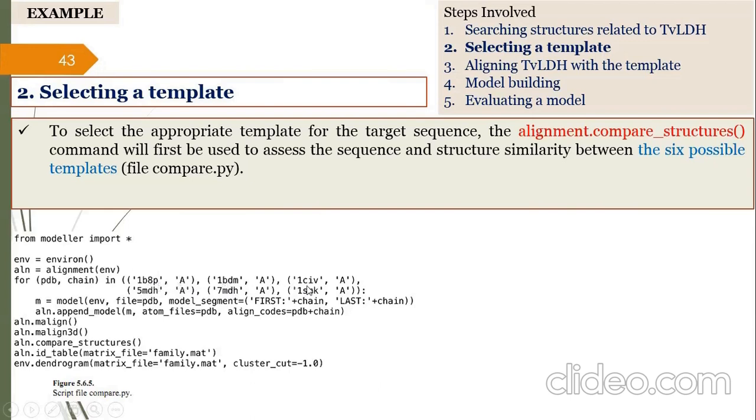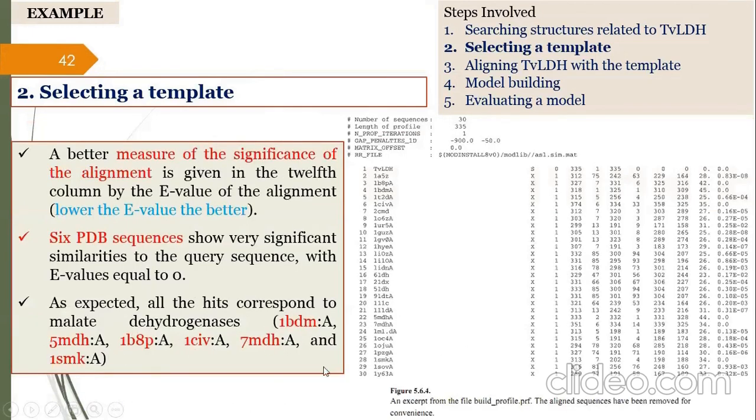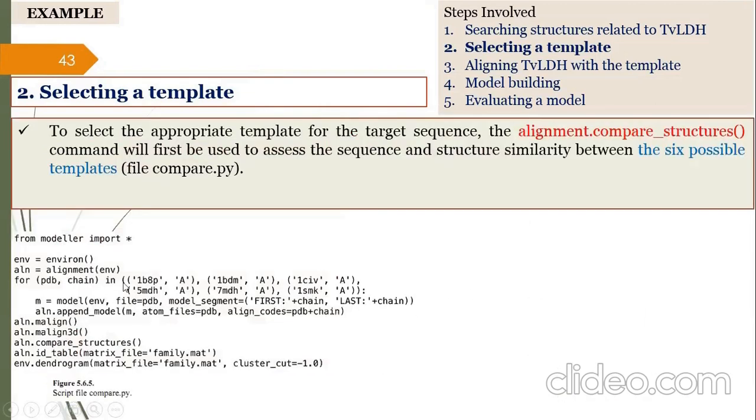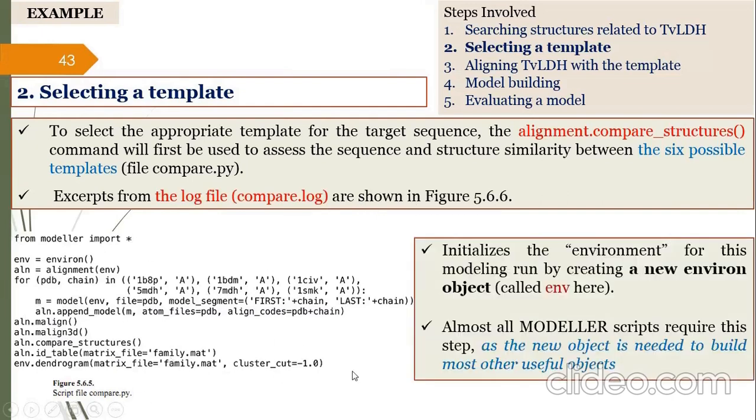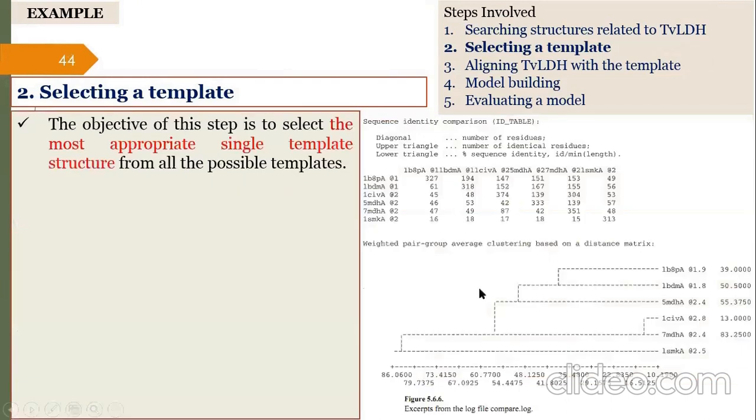1BDMA, 1CIVA, and these are the same 6 sequences that have been selected here. So they are here, and after that the model and the chain, first the name and then the chain, and then the rest of the commands are to align the 3D structure and so on. And the next is this, excerpts from the log file compare are shown in figure 5.6. So this is how it's shown in this file.